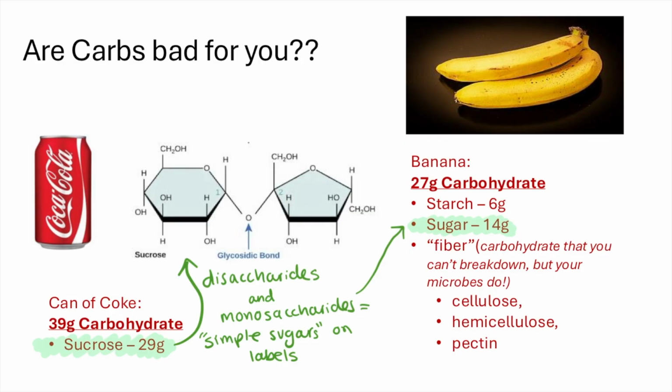In contrast, complex carbohydrates, like the starch in a banana, consist of long, intricate chains of glucose. They're polymers. So your digestive enzymes must work like a construction crew to systematically break down the chemical bonds between each monomer. This process takes more time, resulting in a slower, more sustained release of energy into the bloodstream, which prevents that crash that you sometimes get from the high sugar foods.